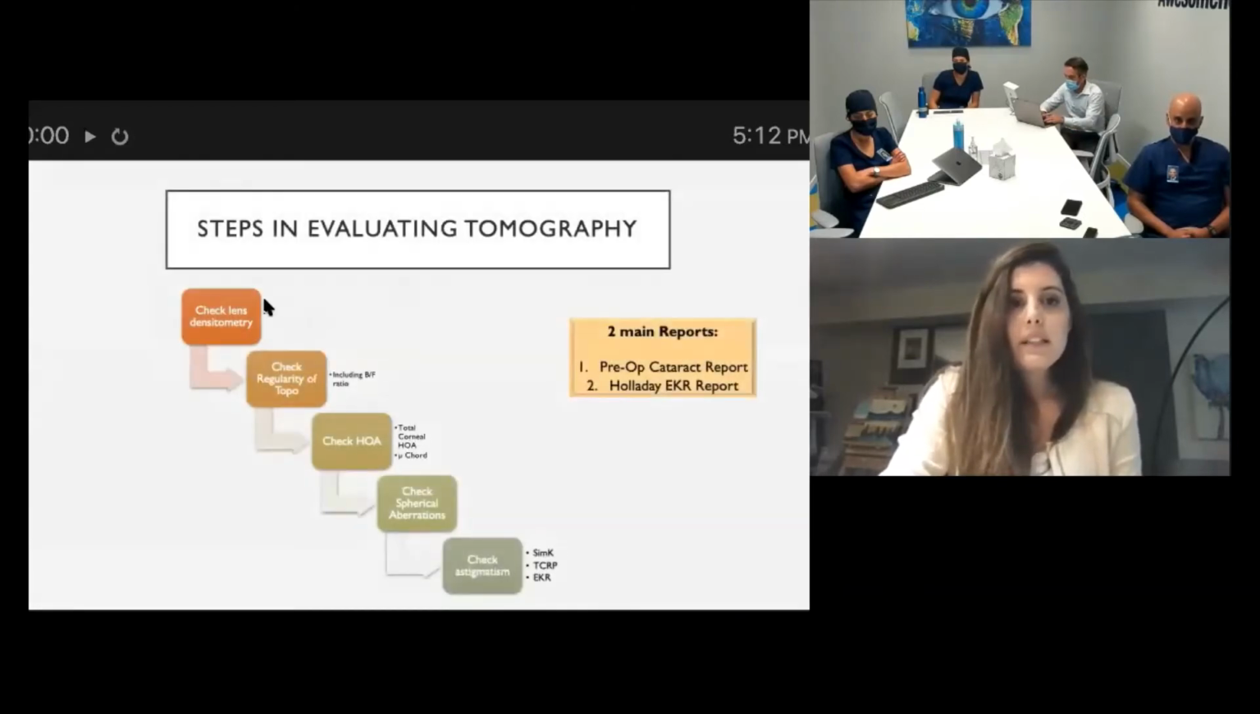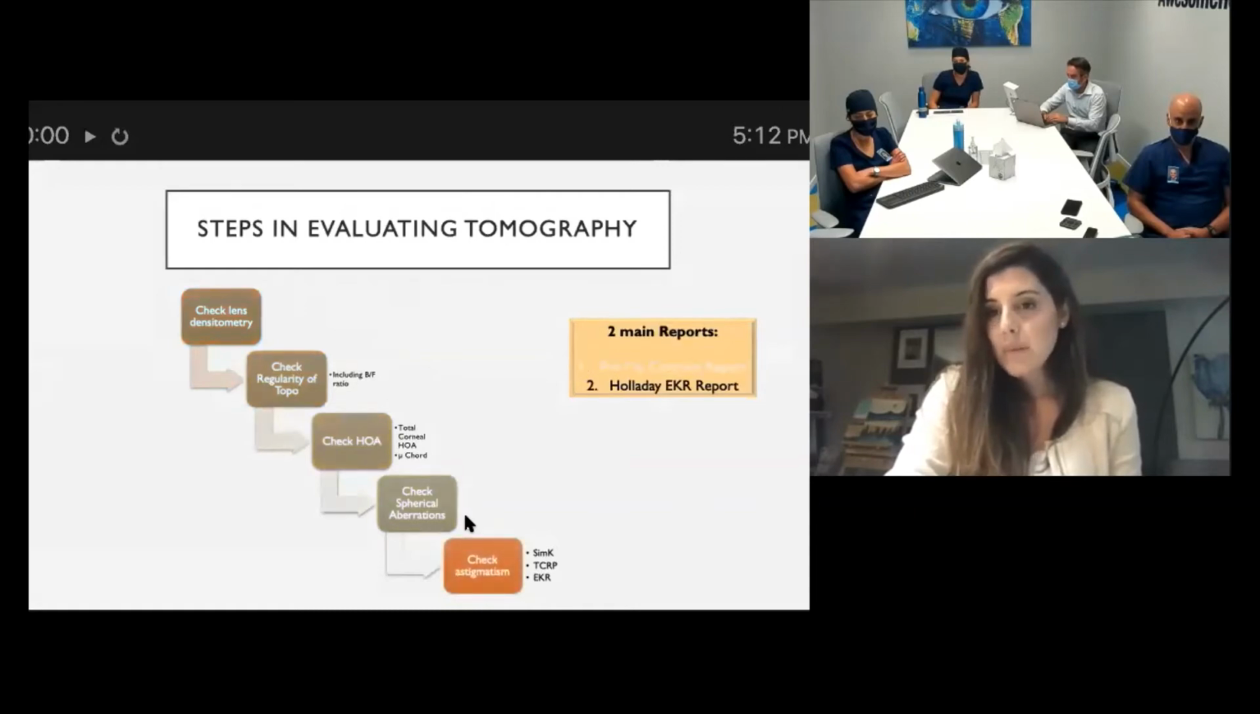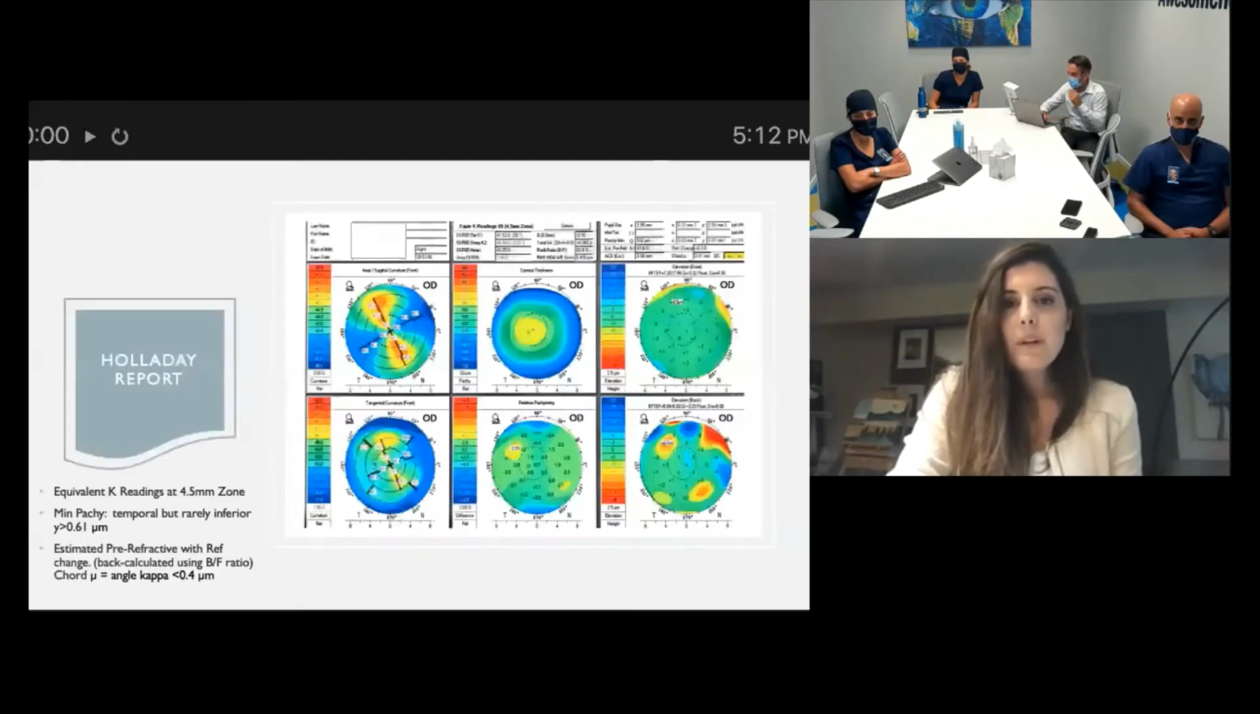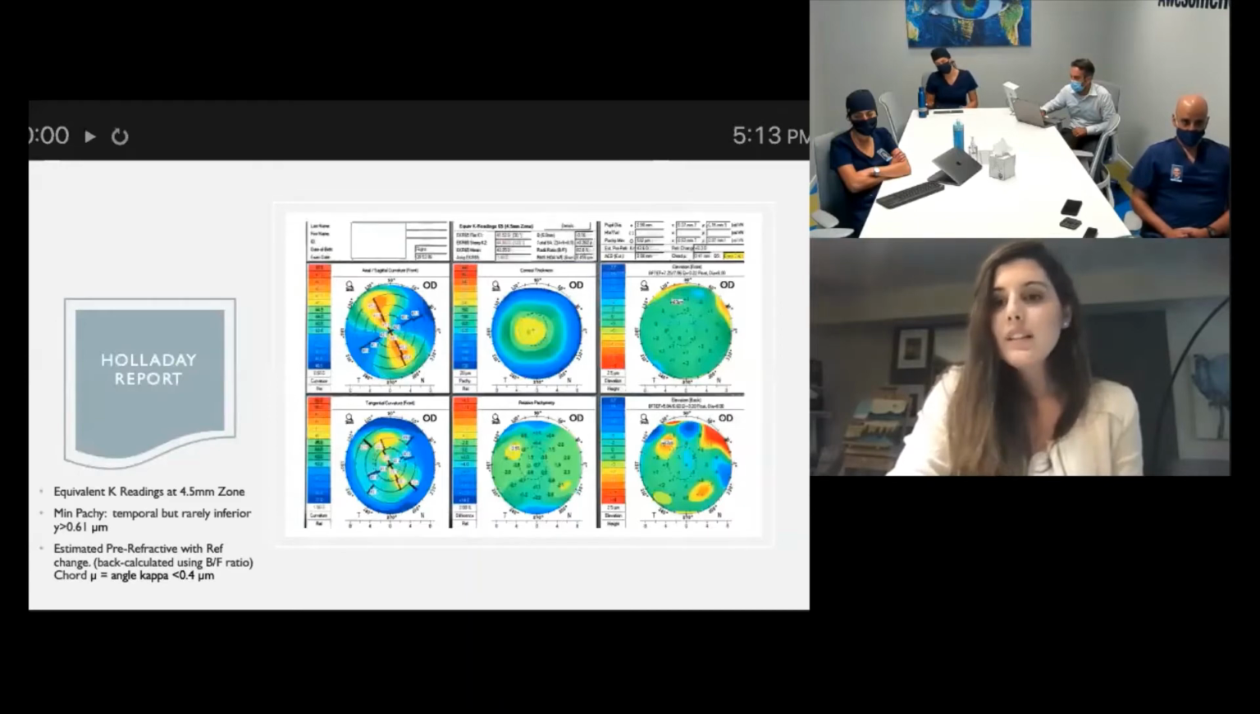So we have basically discussed lens densitometry so far, topography and how to look at the back to front ratio. We've discussed higher order aberrations and spherical aberrations. Now we want to discuss a little bit more the astigmatism. The pre-op cataract report gives you an idea about the total corneal power, the SimK, but the Holladay EKR report gives you a much better idea about the astigmatism, and that's because it employs something called the equivalent K reading, which is also a Pentacam-specific index. It was calculated based on the anterior and the posterior curvature, but adjusted in a way that it can fit into any IOL calculation formula that you can use, which is the main problem with the total corneal power, that you cannot always implement it in different corneas without adjustments.